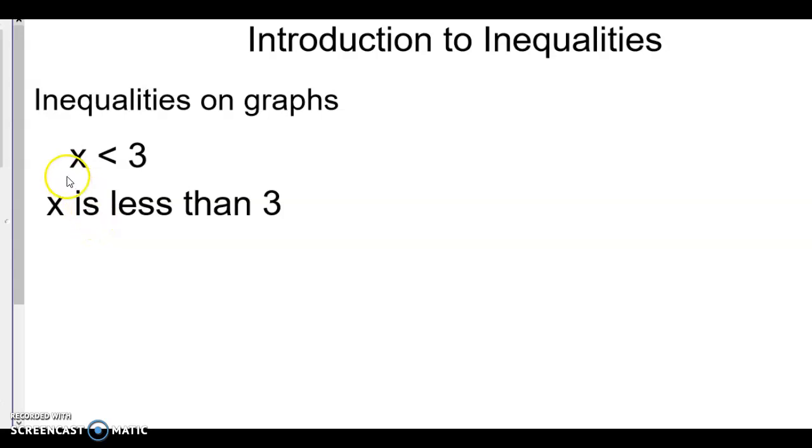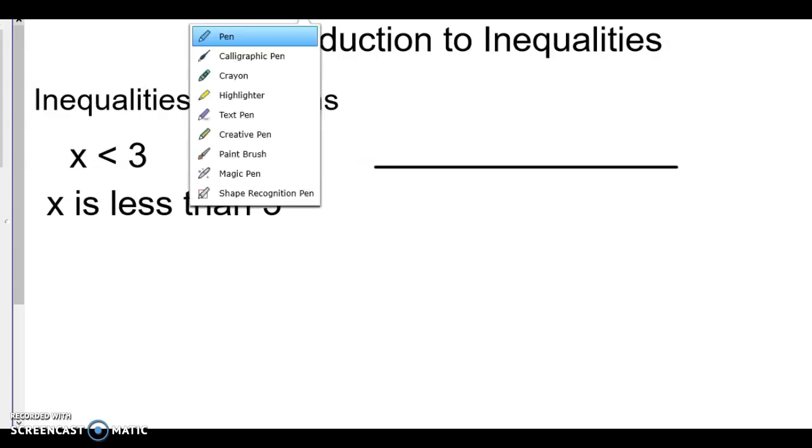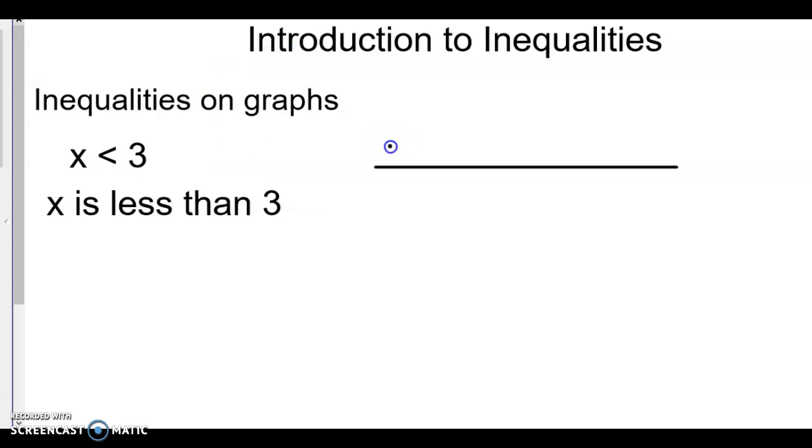The first one is x is less than 3. So the sign in the middle there means less than, and now we're going to graph it. When you graph, you need a line with arrows at the end of each side. I'm going to have you guys draw this on your paper as well. And then whenever I can, I like to include 0.